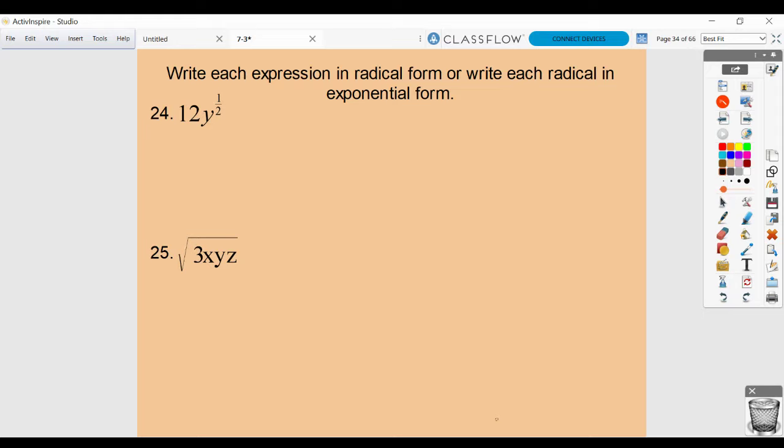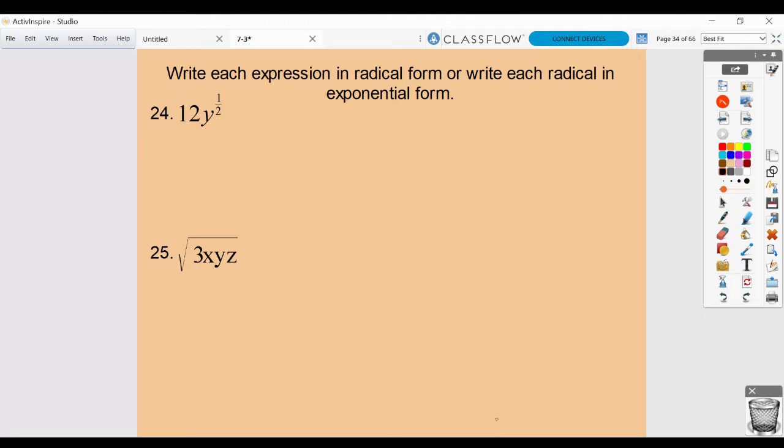Hey, this video is a review of all three concepts that were in this section. So the first concept was writing each expression in radical form or writing each radical in exponential form. So we were going back and forth between exponential and radical.